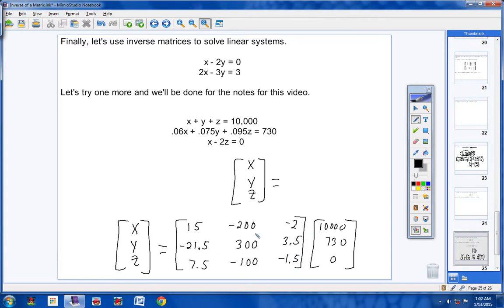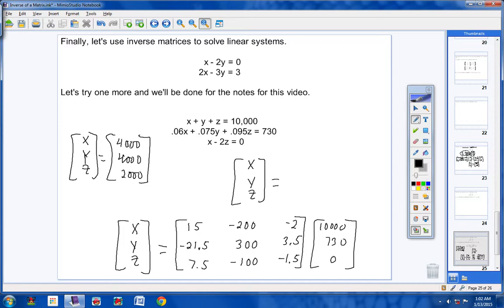Now remember, when you found this inverse matrix, use your calculator. When you multiply these two together, use your calculator, please, students. There's no reason why you wouldn't. Okay, so x, y, z equals, and here's what you get. If you take this matrix here times this matrix here, you will get 4,000, 4,000, 2,000. And that is the correct answer. So I hope that's made sense to you.